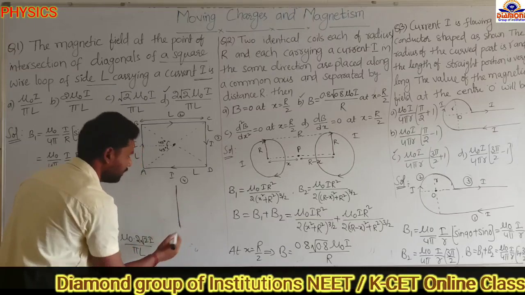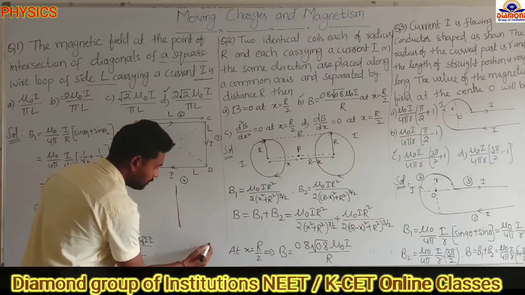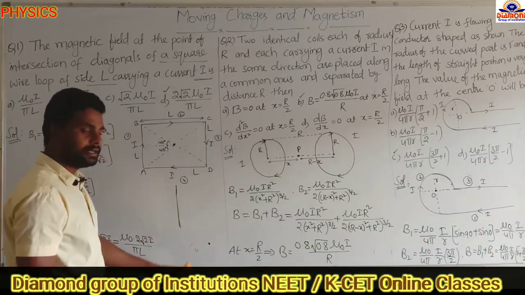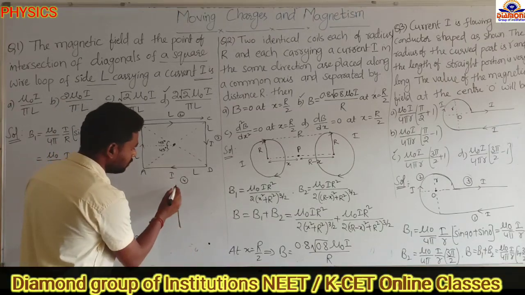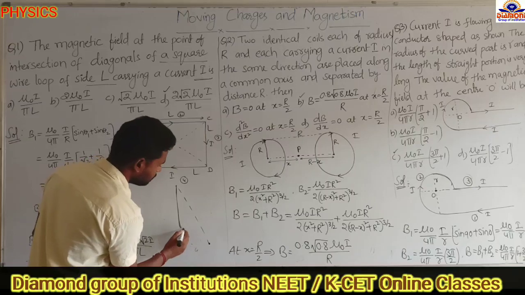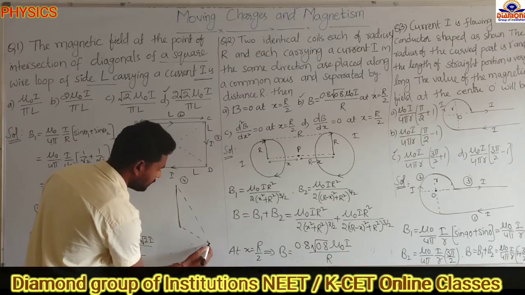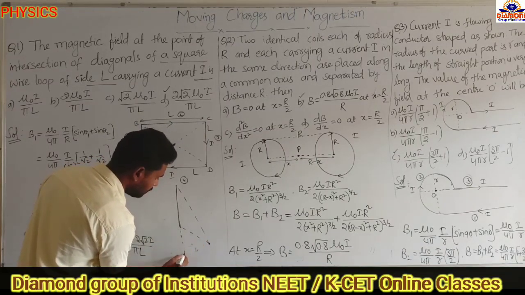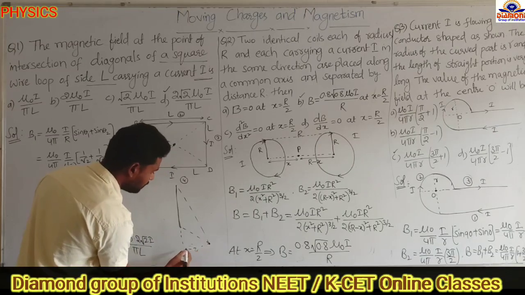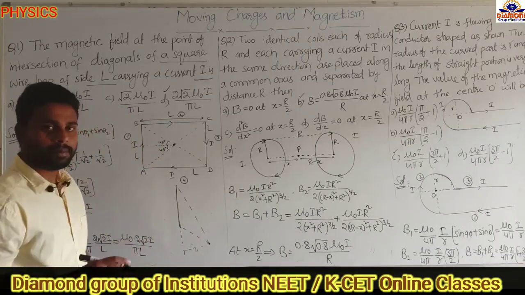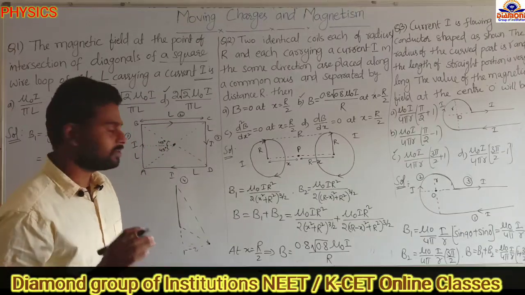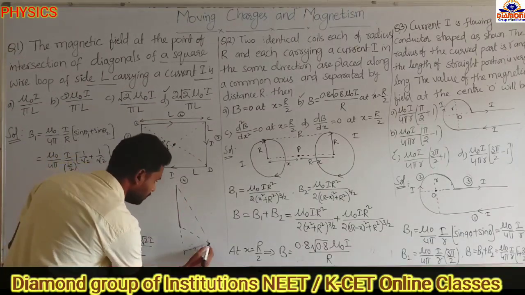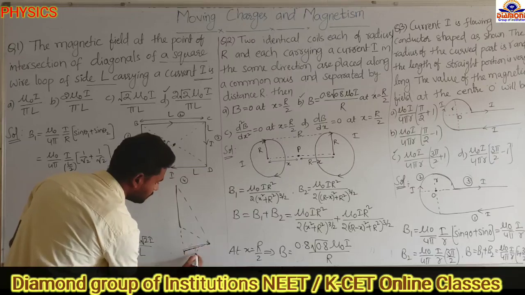One more thing you have to remember. Sometimes they will give a wire, and we have to find the magnetic field at a point below one end of the wire. This time we have to extend the line and draw the perpendicular line. In the formula mu naught by 4 pi into I by r, r is the perpendicular distance from the wire. So extend this one, and from here to here we have the perpendicular distance r.